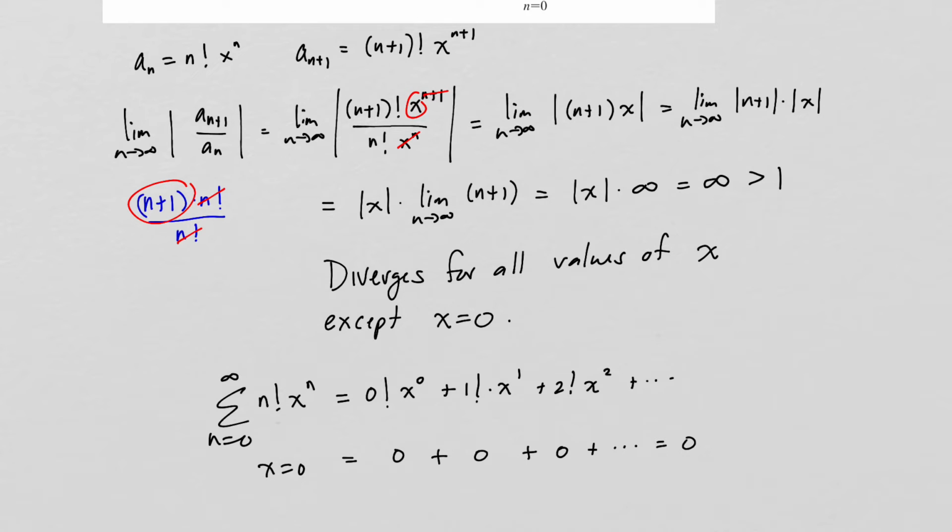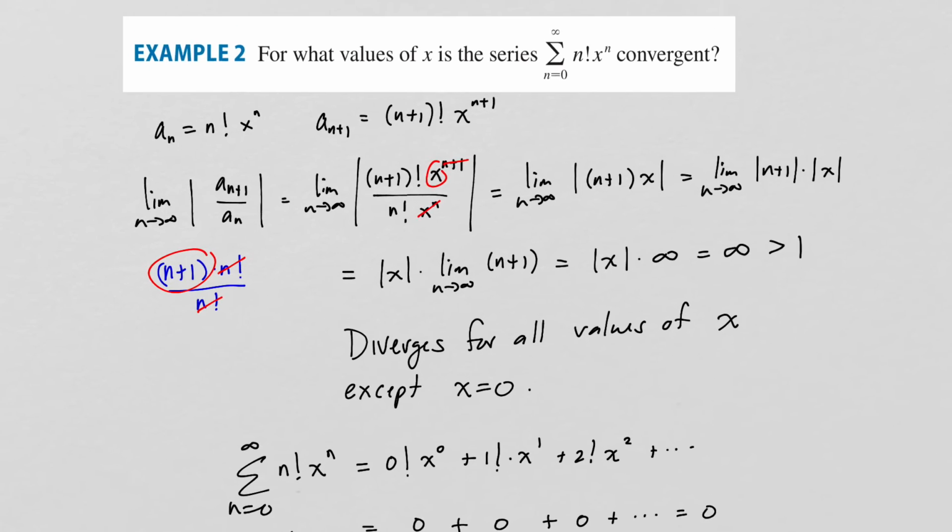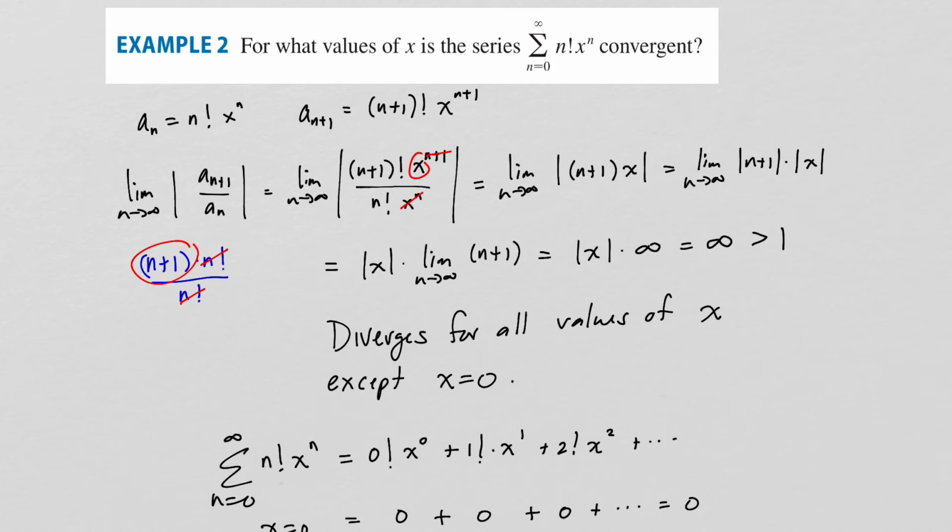So it's very boring, right? If you plug in 0, yes, it converges, but it's not useful. So one of the possibilities when finding the interval of convergence for a power series is that there is no interval of convergence. It only converges at the center, and it diverges everywhere else. So series like these are just not useful to us.